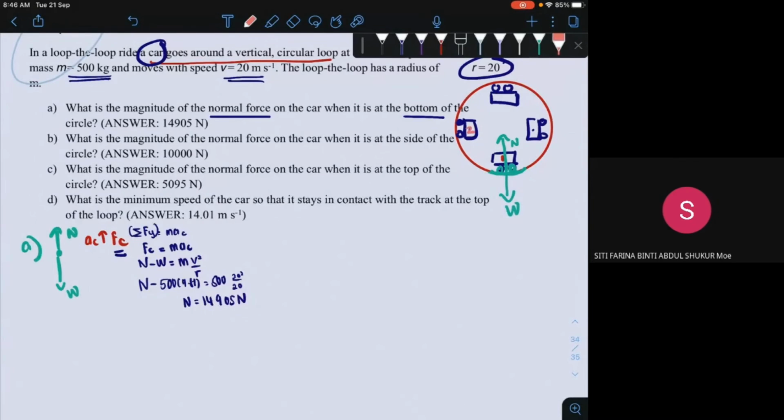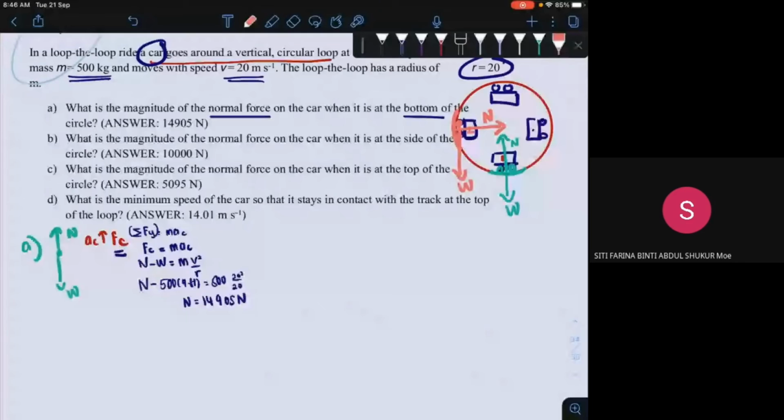Nombor 2 saya. So at this particular point, kereta kamu ada mass, so dia akan ada weight. Weight is always downward. Remember that weight is always downward. So W kamu ke sini. Ini adalah track kamu, this is your track. And your tire here is touching the track. So the track here is going to exert a normal force which is perpendicular. Maka kamu punya normal force adalah ke kanan sekarang. This is your normal force.